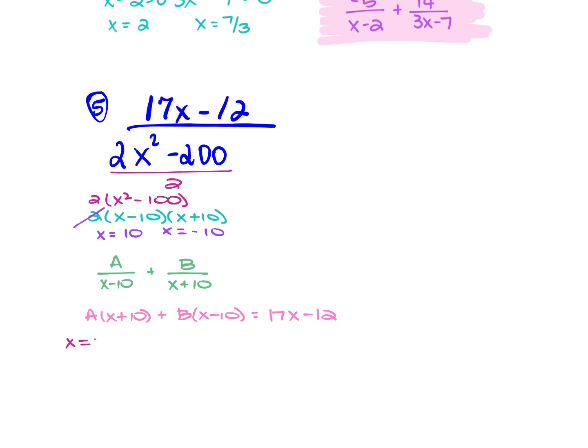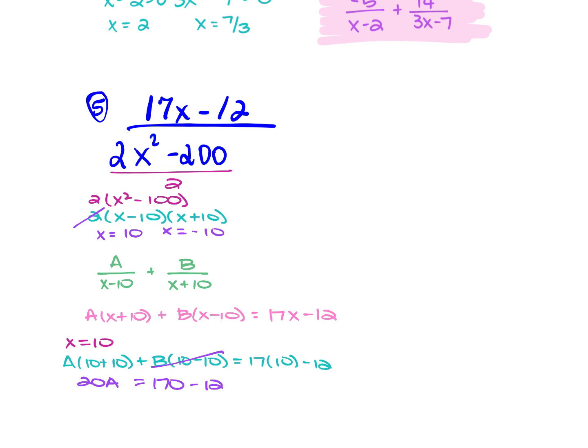So if you start with the positive 10, you're going to have your a times 10 plus 10 plus b times 10 minus 10 is equal to 17 times 10 minus 12. Your 10 plus 10 is 20, so that's 20a. Your 10 minus 10 is 0. 0 times b is just 0, so that cancels out. And your 17 times 10 is 170 minus 12. From here, you want to simplify that 170 minus 12.